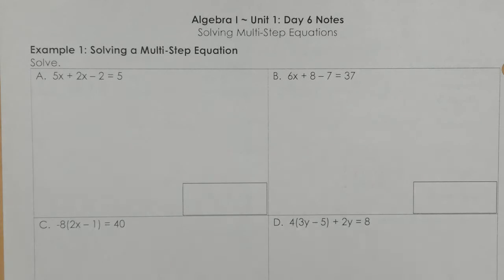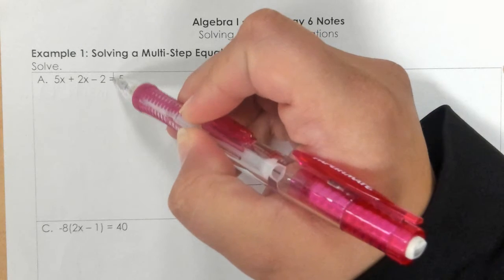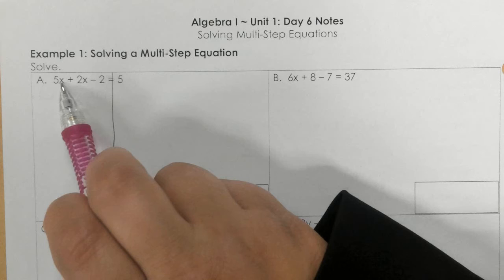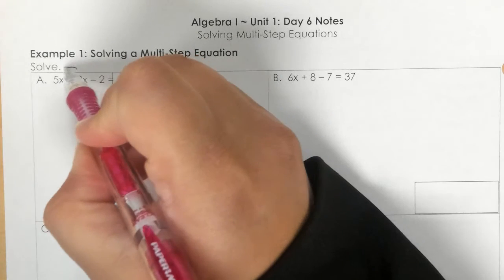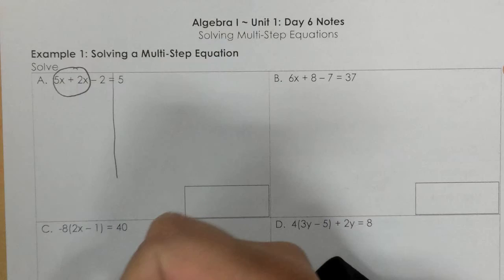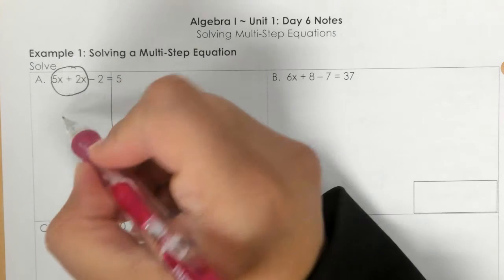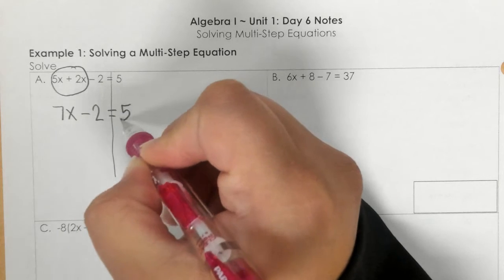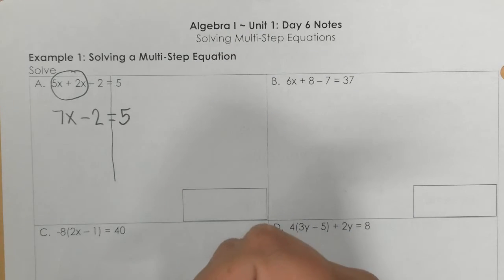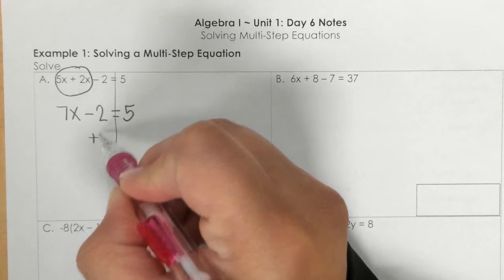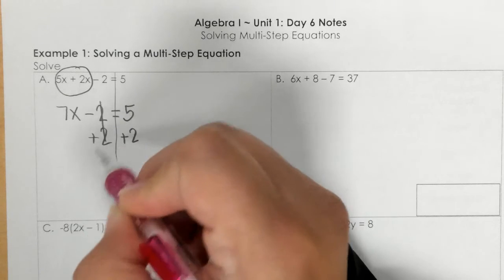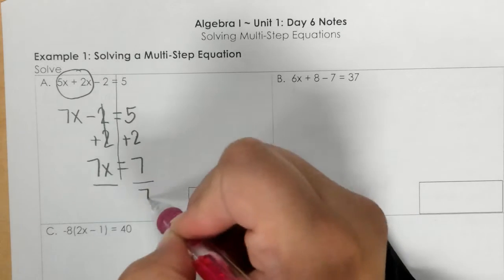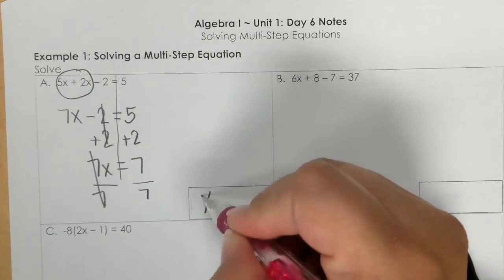So for example A, I can draw my line at the equal sign, and I see that on this side of the equation I have two like terms. So I'm just going to add them together since they're on the same side. So 5x plus 2x would be 7x minus 2 equals 5. And then this is just a two-step equation. So add 2 to both sides. 7x equals 7. And then lastly, divide. So x equals 1.